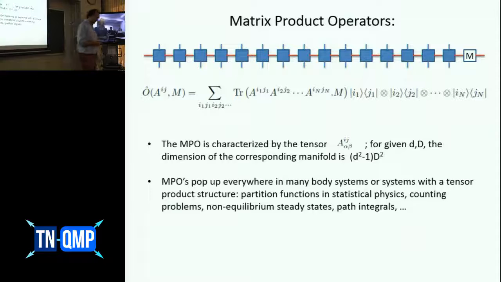Anyway, matrix product operators pop up everywhere in many body systems, and you can just look at a system with a tensor product structure. If you have a system with a tensor product structure, they will be there. Okay, like partition function and statistical physics. You all kind of are familiar with this, I think.